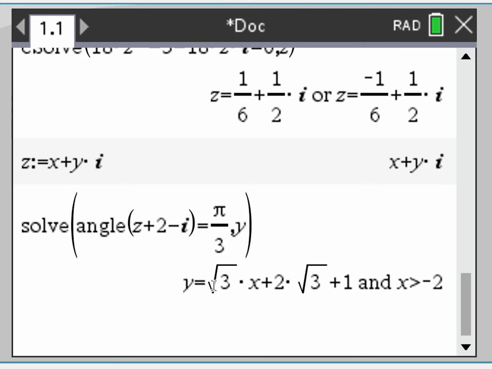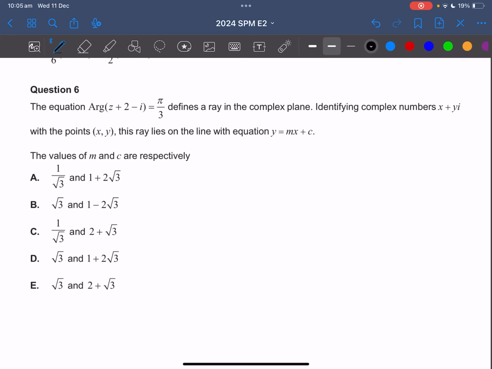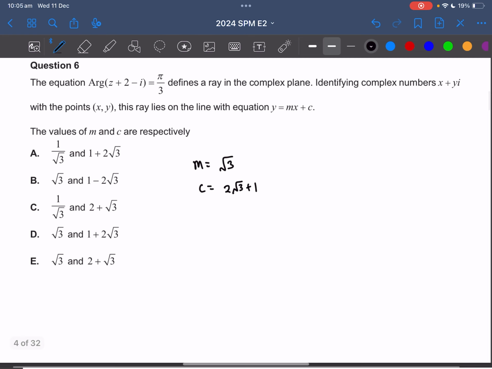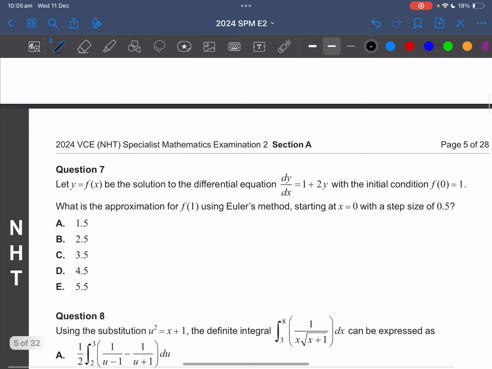Okay, so let us determine the m and c. So our m is going to be this value over here, which is just root 3. And our c is going to be 2 root 3 plus 1. So let us see which one matches. So from the calculator, we found that m is equal to root 3 and c is equal to 2 root 3 plus 1, right? So our option is going to be D. Okay, so that's how we do this question. So let's move to the next page.